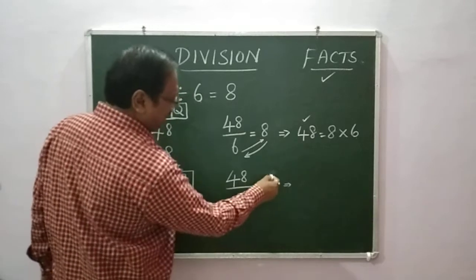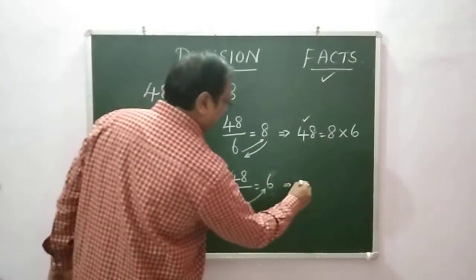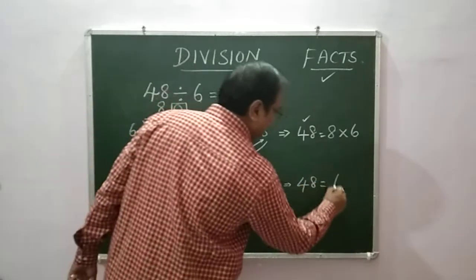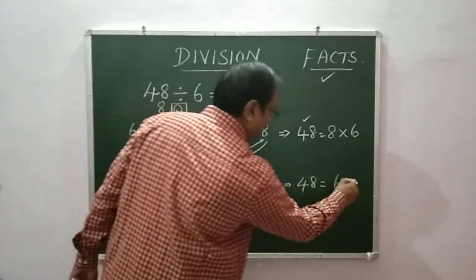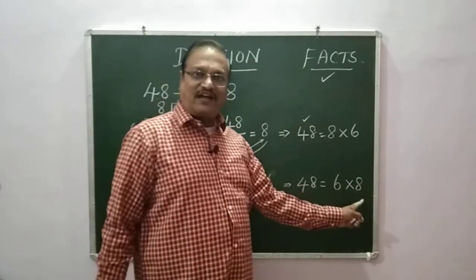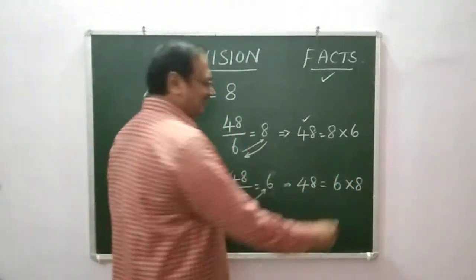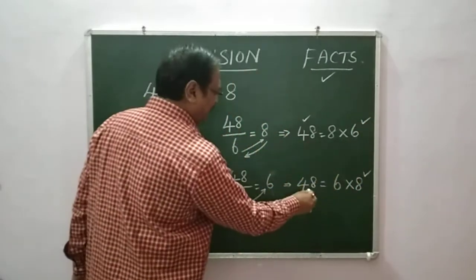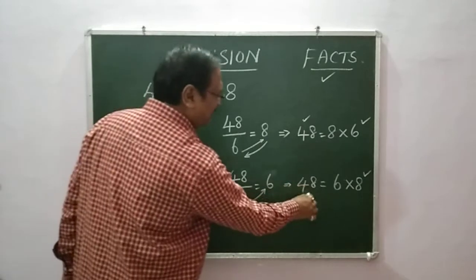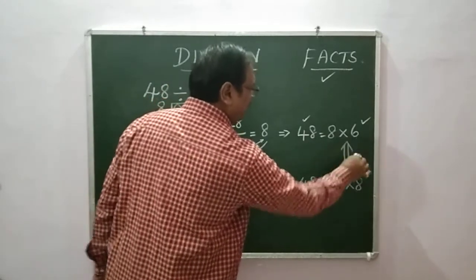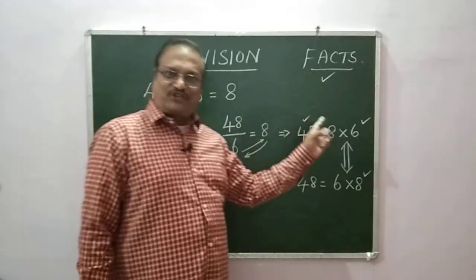Okay, now we will take this up here. 48 is equal to, now 6 is already there. Take this 8 up, multiply by 8. So 6 8s are 48. Yes, this is a multiplication. This is multiplication, but it gives you the number 48. So both of them, you say 8 into 6.